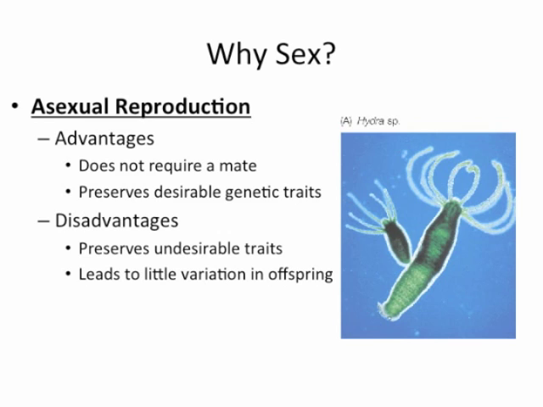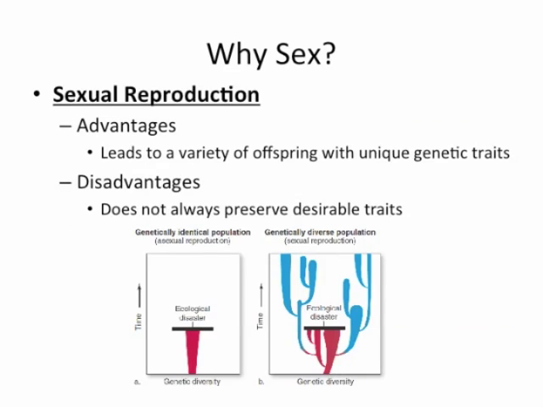So let's say you are the pinnacle of your species, that you have everything that's right with you. By asexually reproducing, you can ensure that all your offspring have those same traits. Right? The disadvantage is that it preserves undesirable traits, and it leads to very little variation in the offspring. All your offspring are going to look like you, and if you have defects, they're going to have them as well. Right? So this is one of the reasons why sexual reproduction exists. And again, this is not something I'm going to test you on, but it kind of leads us right into the next aspect of this.